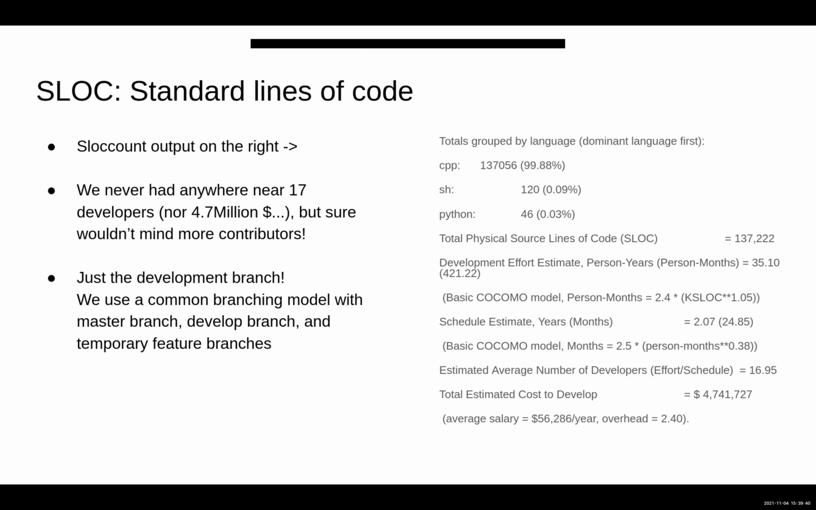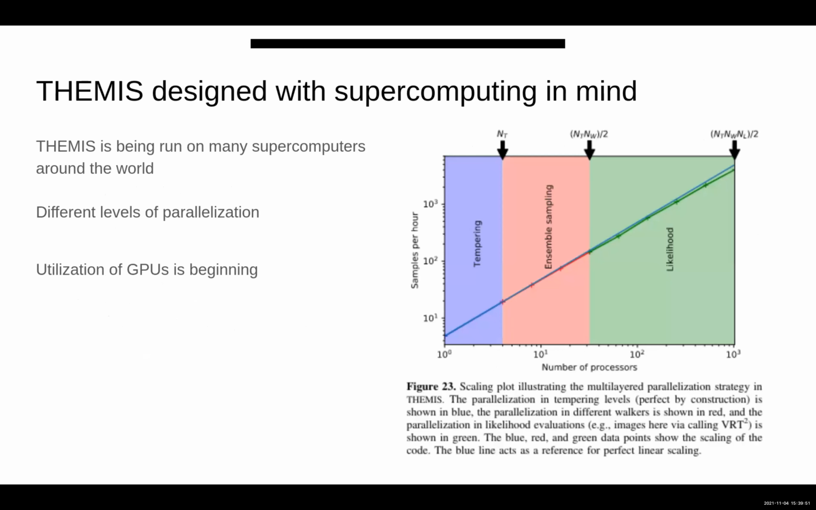But it's a substantial piece of code, and it can do a lot of things, but we can always use more help. So if you want to contribute, we are working on making this code public. It is not yet public, but we have some bare bones version lying around. If you want to try that out, please get in touch with us. One thing we're also proud of is that it's designed to be run on supercomputers. It has various degrees of parallelization, and we're beginning to utilize the GPUs as well.